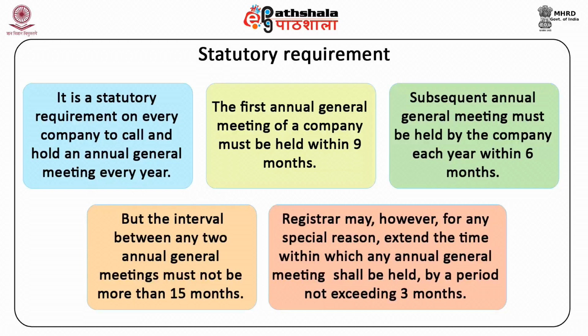The Registrar may, however, for any special reason, extend the time within which any annual general meeting, not being the first annual general meeting, shall be held by a period not exceeding 3 months. There should be one annual general meeting in every calendar year, and therefore there must be as many general meetings as the number of calendar years for which the company had been carrying on business.